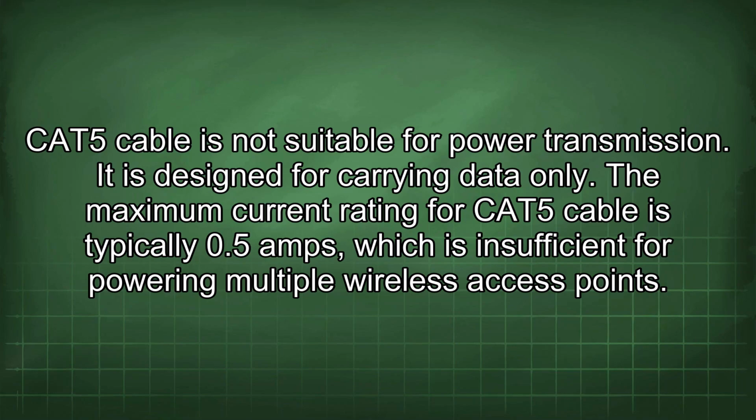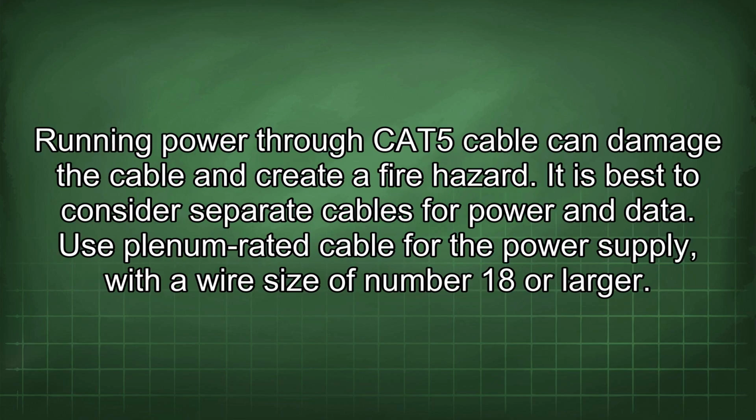CAT5 cable is not suitable for power transmission. It is designed for carrying data only. The maximum current rating for CAT5 cable is typically 0.5 amps, which is insufficient for powering multiple wireless access points. Running power through CAT5 cable can damage the cable and create a fire hazard.